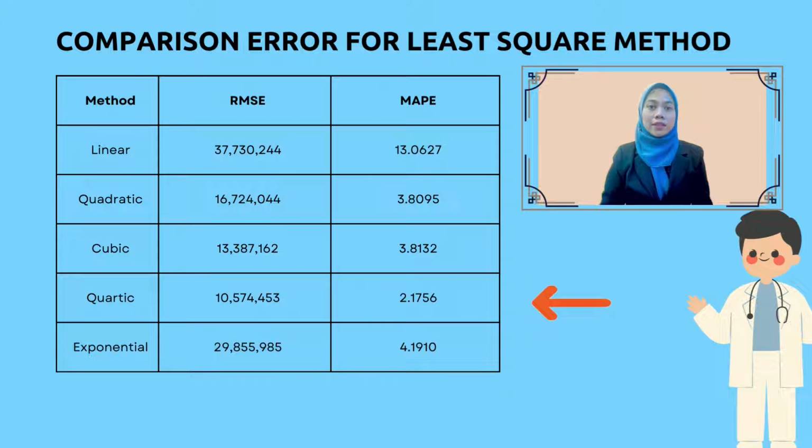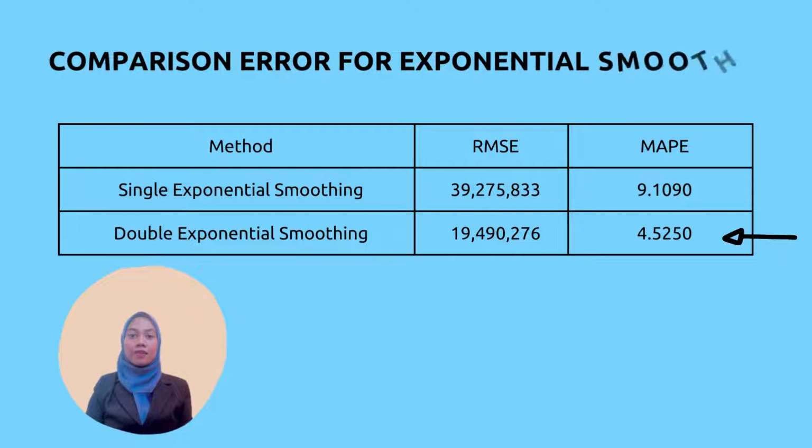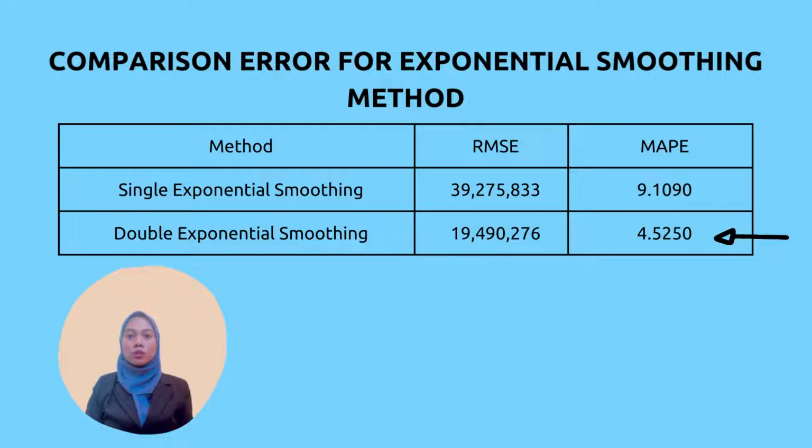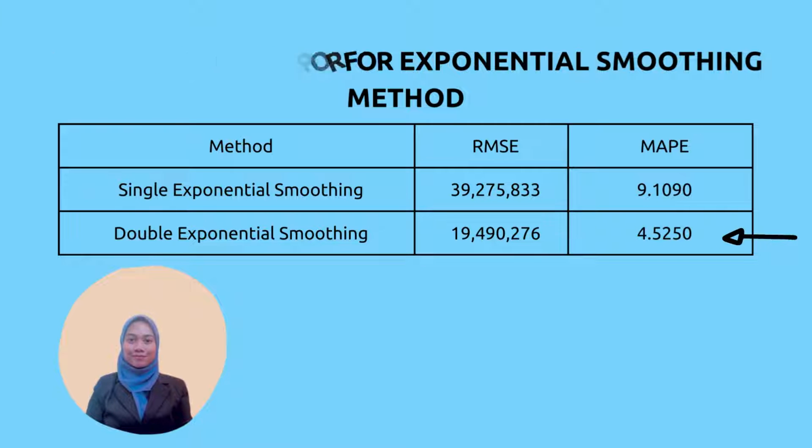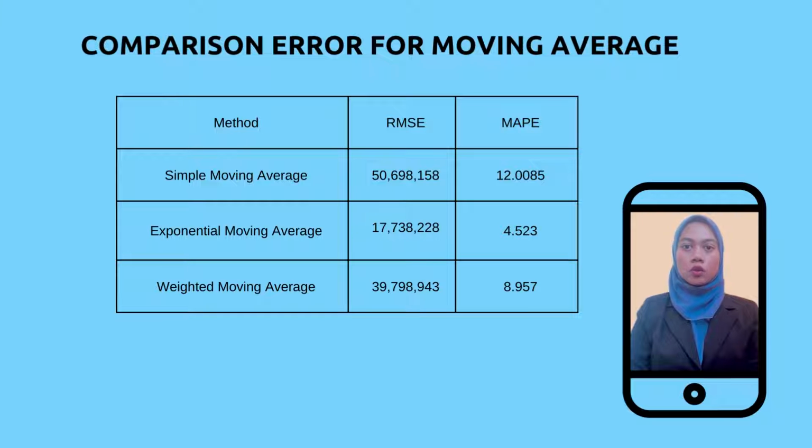We can see that the least square method is accurate. It has a smaller error in RMSE and MAPE. The table shows the comparison error for the exponential smoothing method. So double exponential smoothing is the best method that can be used for forecasting because it has the smallest error compared to single exponential smoothing. The table shows the comparison error for moving average. We can see the exponential moving average is the best method because it has a smaller error value in RMSE and MAPE.